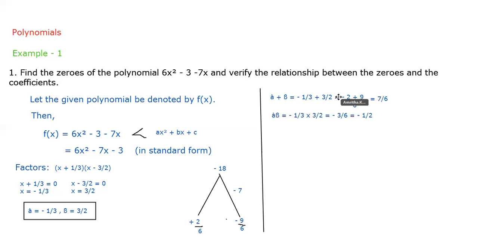Now the product, alpha beta. Alpha into beta: −1/3 into 3/2. Directly you can multiply the numerators and the denominators. −1 into 3 is −3 and 3 into 2 you will get 6. If you reduce it, it is −1/2.